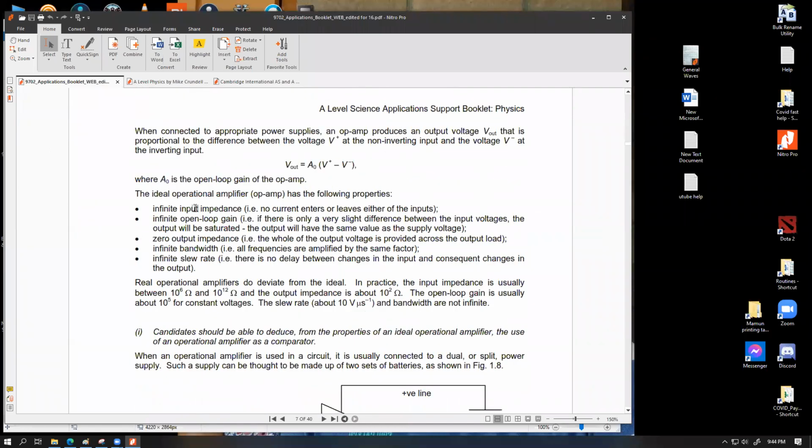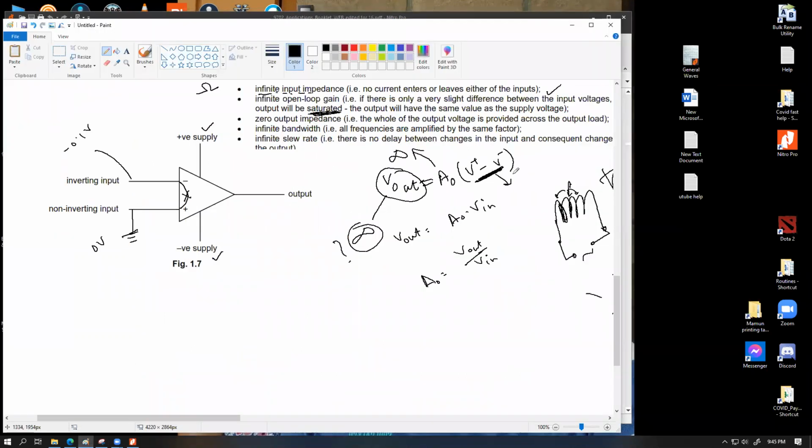Now, this property says that with infinite open loop gain, if there is only a very slight difference between the input voltages, meaning V plus and V minus are even slightly different from each other, the output will be saturated, because technically this is proposing that the gain value is infinite. So even if this number is extremely small, the product will give us an infinite value, which means the output will take one of the terminal values of the supply, depending upon what this subtraction gives.